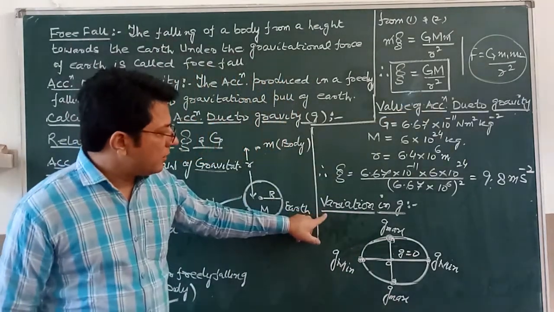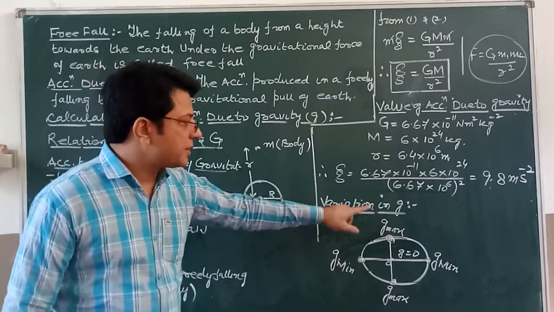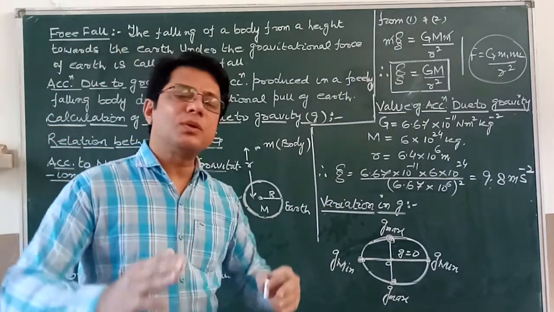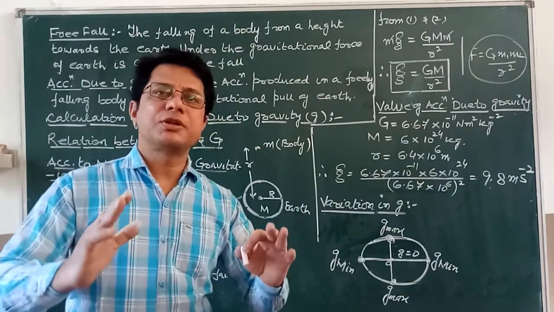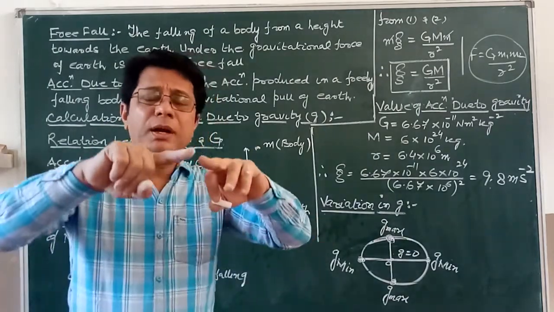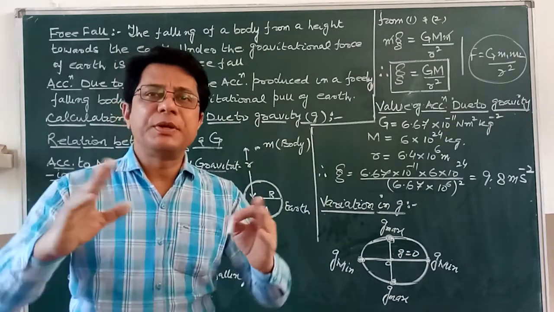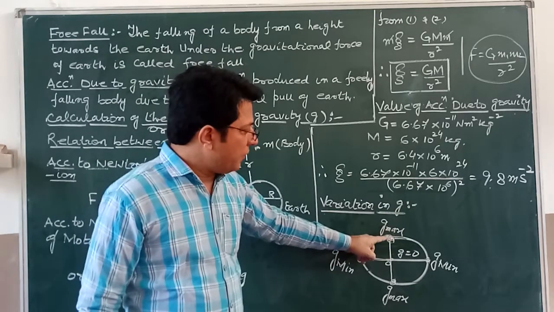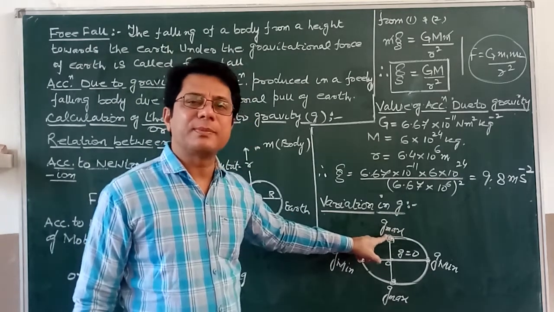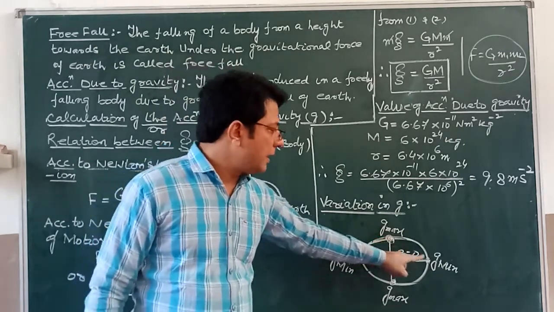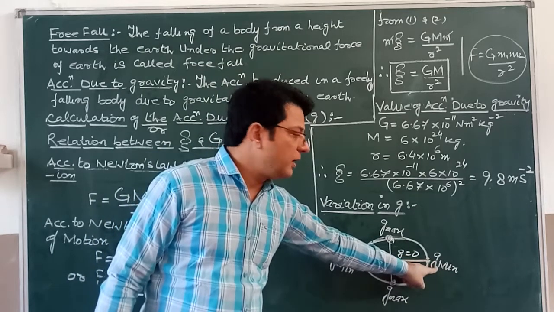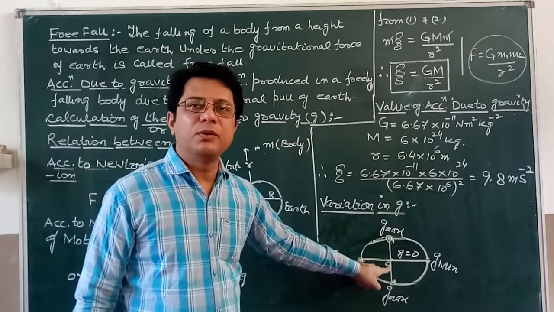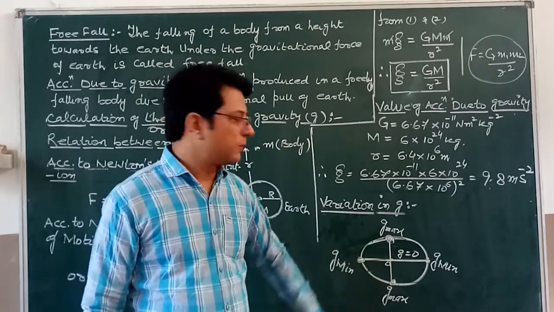And there is one more small topic, that is variation in g. You know, our Earth is not exactly round. It is in an oval, elliptical shape. So the value of acceleration due to gravity is maximum near the poles, and near the equator the value of g is minimum, and at the center of the Earth the value of g is equal to 0.